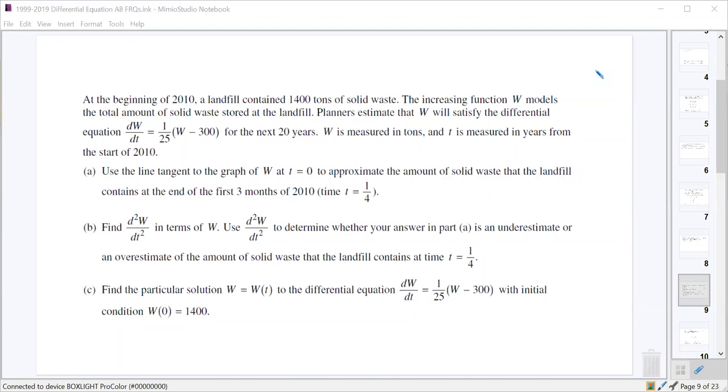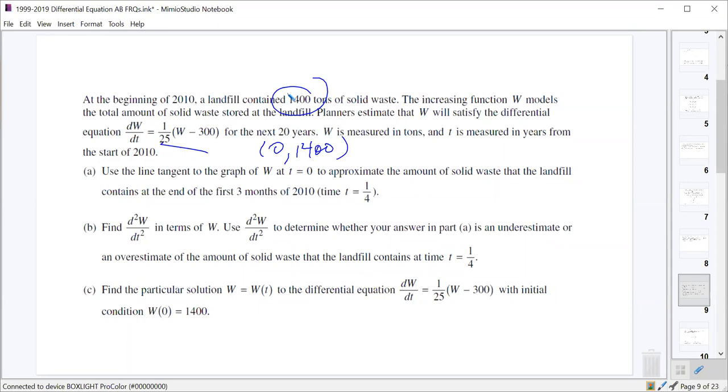Okay, perfect. All right, so we've got this differential equation, dw dt is 1/25 of w minus 300. We wanted to make a tangent line. So the tangent line should be easy. We need a point and we need a slope. Same thing we always need, right? So our point should be 0, 1400, because that's the initial condition that they gave us.